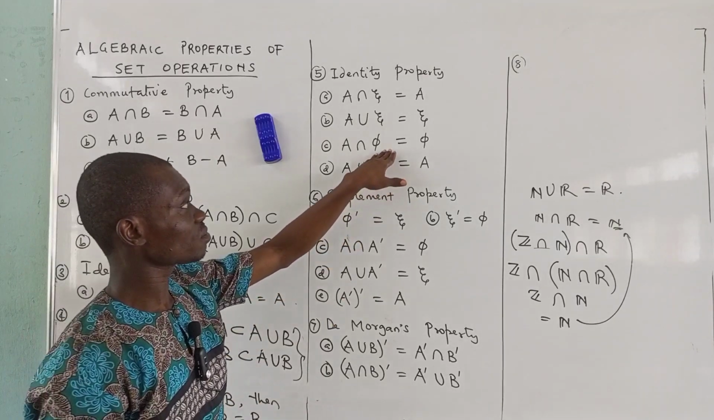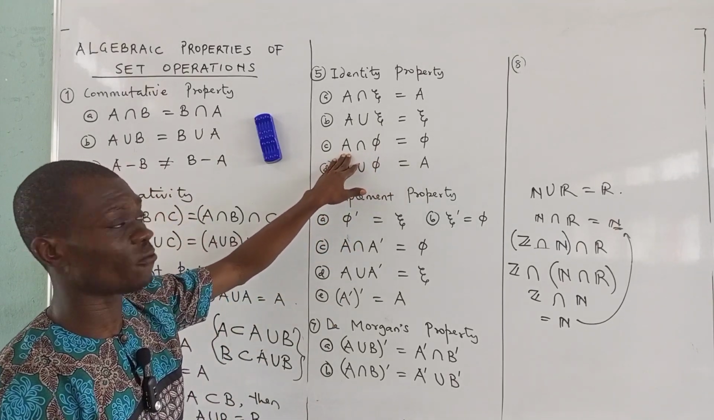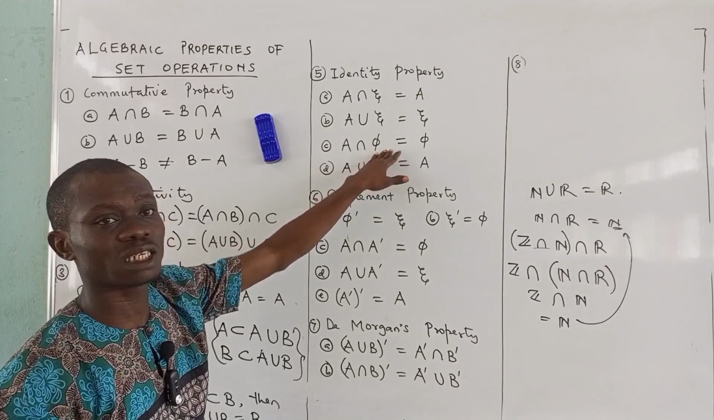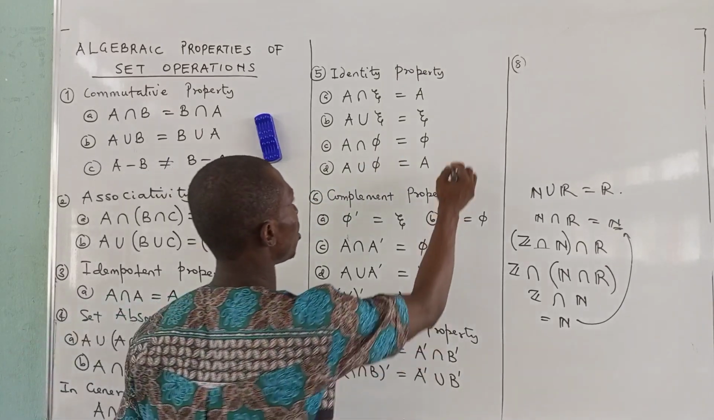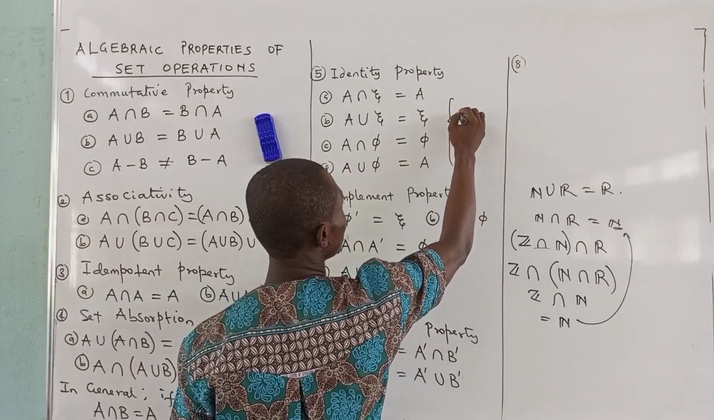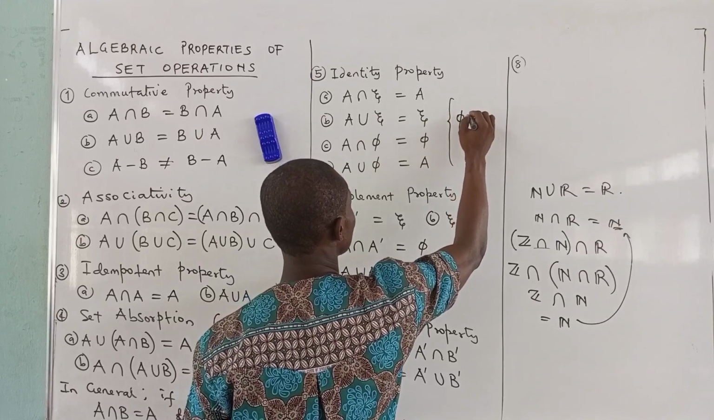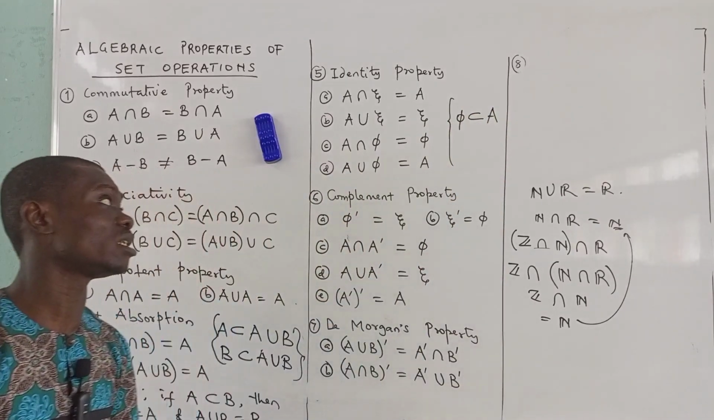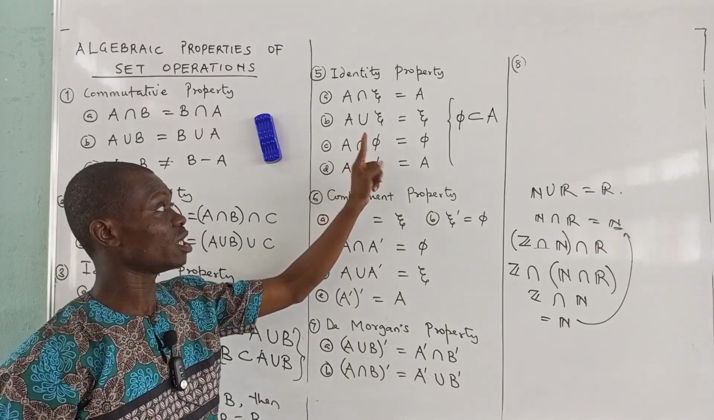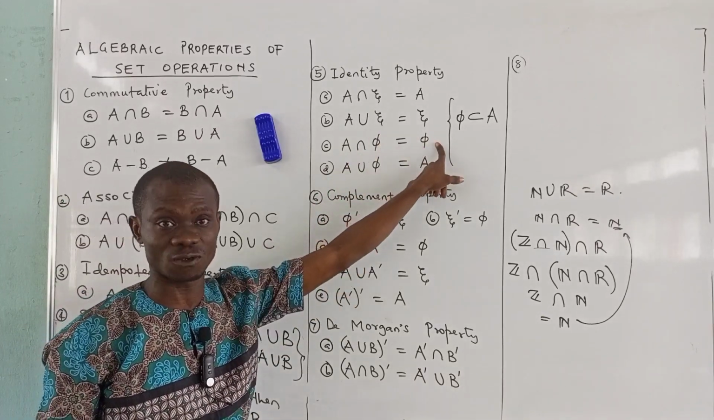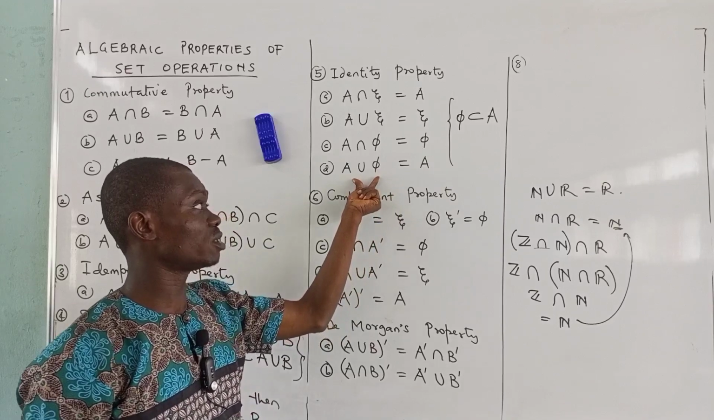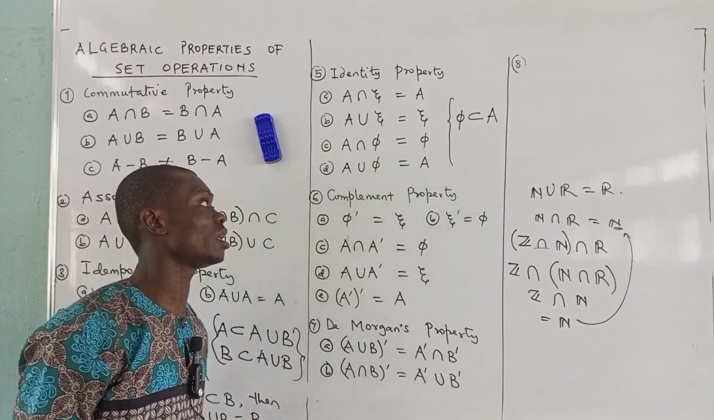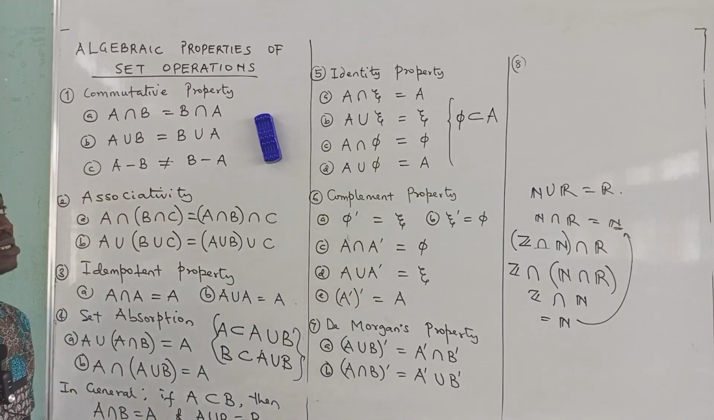And then, what about the intersection of A and the empty set? Please note that the empty set is always a subset of every set. It is always contained in every set. And so if you take the intersection, since it's contained in A, it will give you the empty set. And when you take the union, you get the bigger set, which is A. So we call those the identity properties.